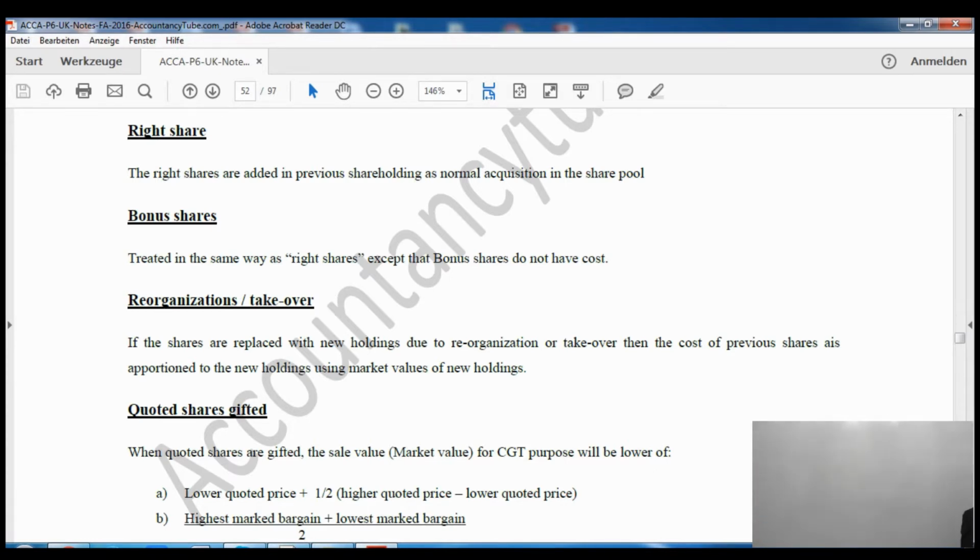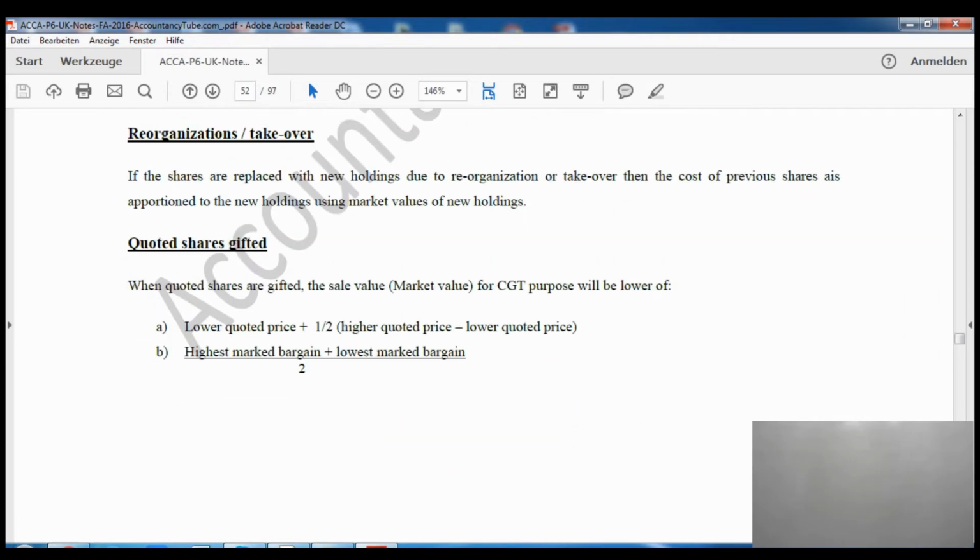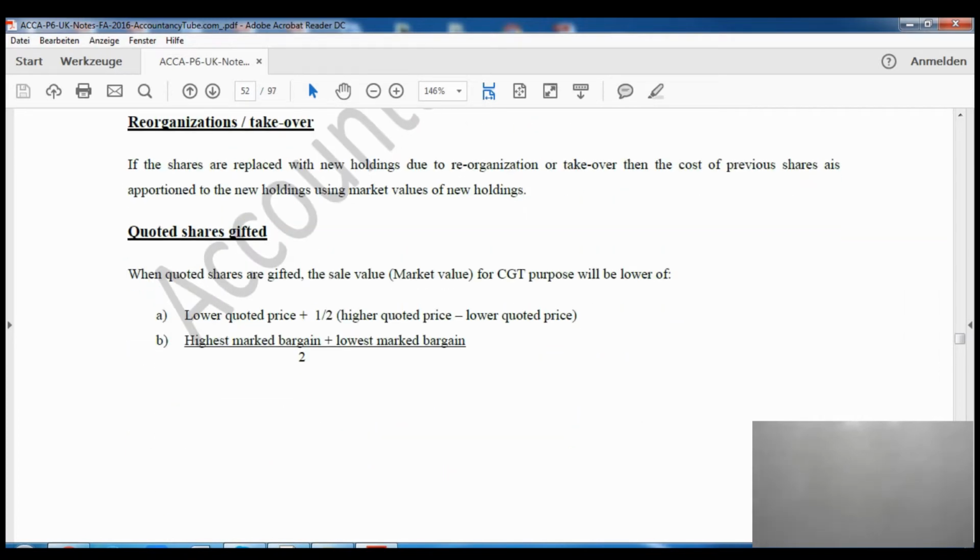So then the next one says reorganization and takeover. Now what happens is sometimes you hold some shares in a company. Say for example it was Z Limited, so you hold some shares in Z Limited, but Z Limited was taken over by Y Limited. So the company where you hold some shares was taken over by another company. Now the new company will give you their shares, and you will give back the shares you hold to the new company. So this is called reorganization or takeover.